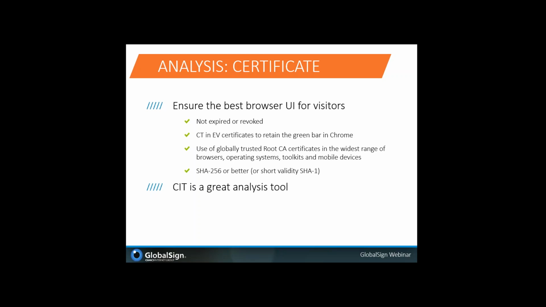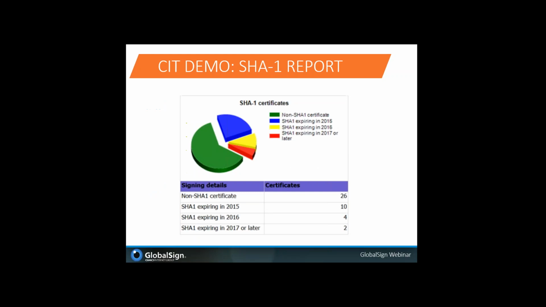But CIT is a great analysis tool. As I said earlier, it discovers and inventories all of your certificates, but it also lets you analyze the certificates and report on them as well. So I wanted to show you a couple of reports that you can run from CIT. One is the SHA-1 report.